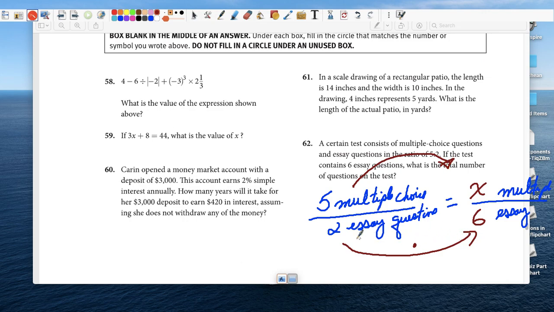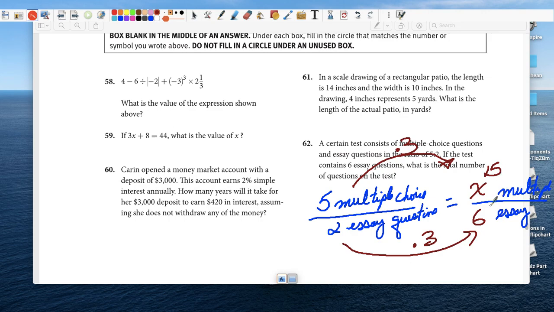So this one is easy. The numbers are very friendly numbers. 2 times 3 is 6, so that means that on top it has to be times 3. So 5 times 3 is 15. So our answer is 15. What is the total number of questions? So again, that's 15. So if the test has 6 essay questions, there are 15 multiple choice.